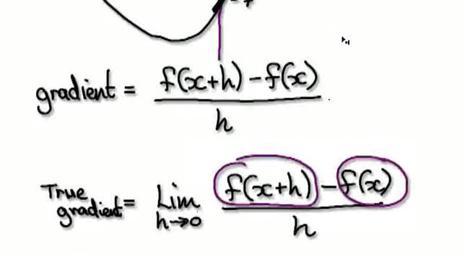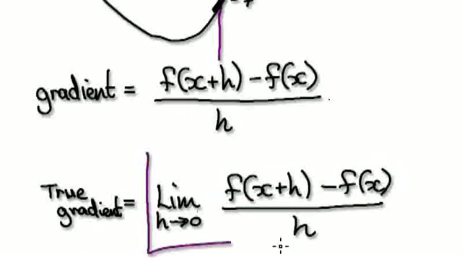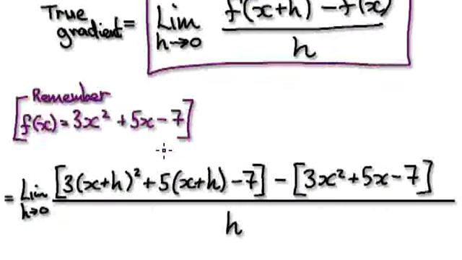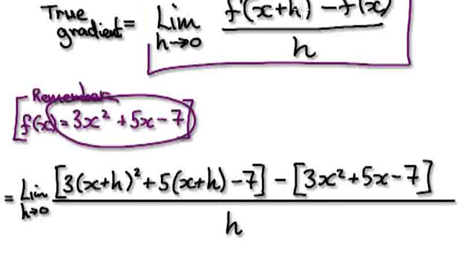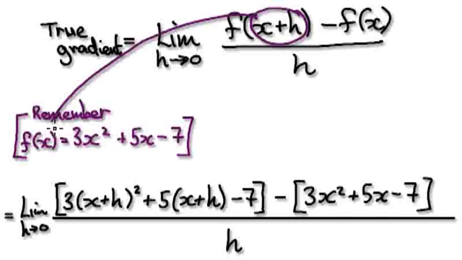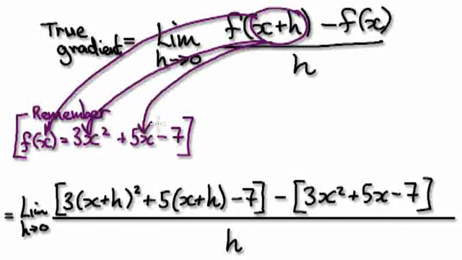So remember, our true gradient equals this here. And remember from above that our function is this here. When you then have to put x plus h into here, meaning you've got to put x plus h in here and in here. Remember, this 7 here doesn't contain x, so x plus h plays no part for this bit here.